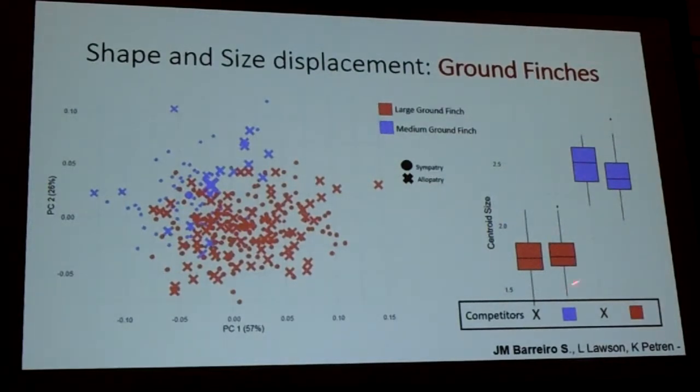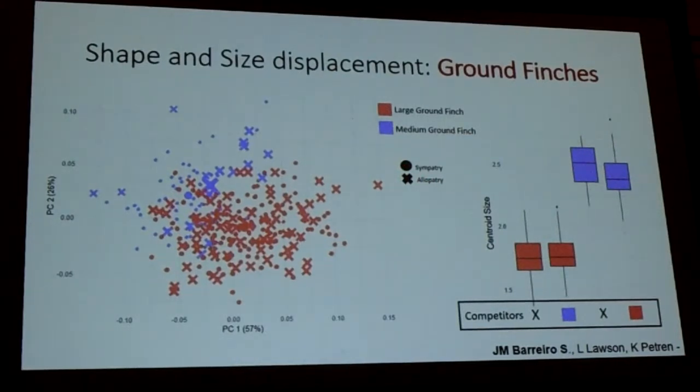So this result is strikingly contrasting the classical results of the Grants that say that the ground finch shrinks in the presence of the large one. There's also no character displacement for shape. So all the specimens in allopatry for each species are very similar to those in sympatry. There's no separation between X's and dots in this graph, which means no character displacement for these guys.